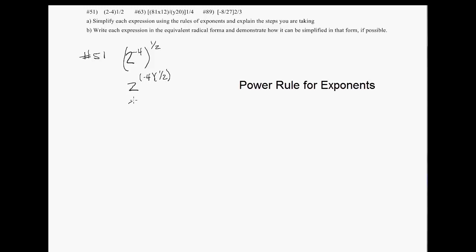Okay, so the base stays the same. So minus 4 times 1/2 is minus 4 over 2. And so this becomes minus 2. So now we have 2 to the minus second power.